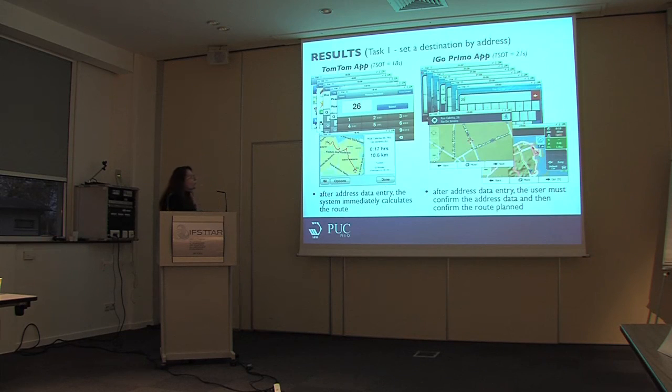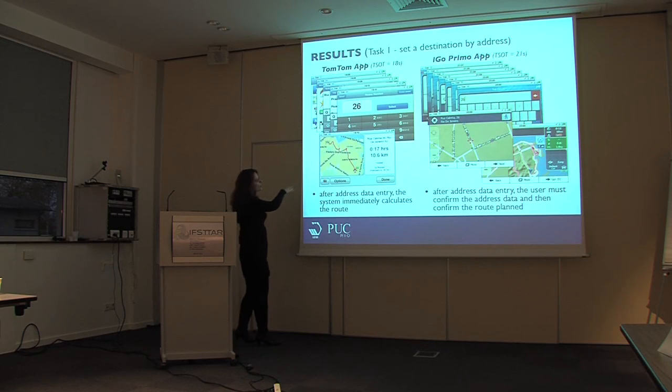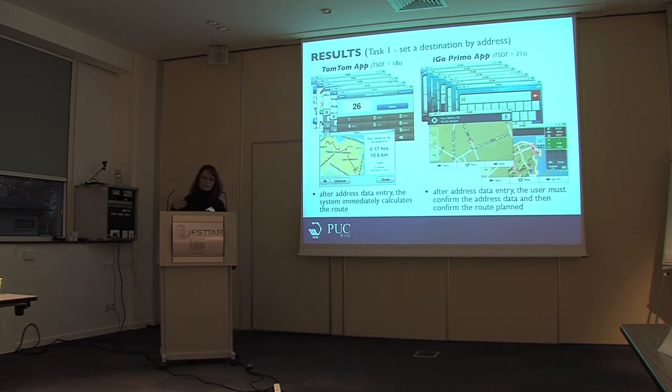On task 1, one of the reasons that iGo Primo spends more time is because the user, after entering the address data, must confirm the address and then confirm the route planned. In the TomTom app, these 2 steps are combined in 1 step. After entering the address data, the system immediately calculates the route.